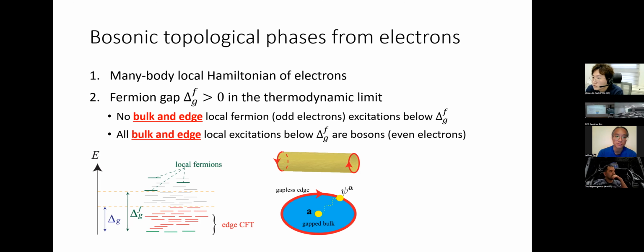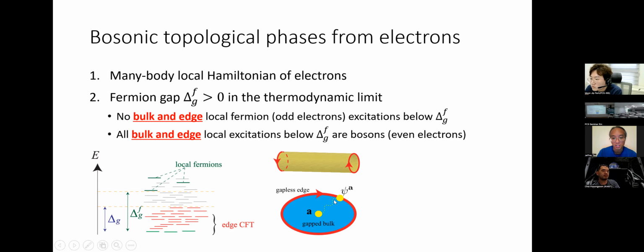So it has to be finite, so non-zero in the thermodynamic limit, so that below this energy scale, delta GF, the fermion gap, there are no local fermion excitations. So if I look at the diagram on the left side here, I'm taking either the open cylindrical geometry or the disk geometry, both of which have open boundaries, and therefore there will be gapless edge modes.